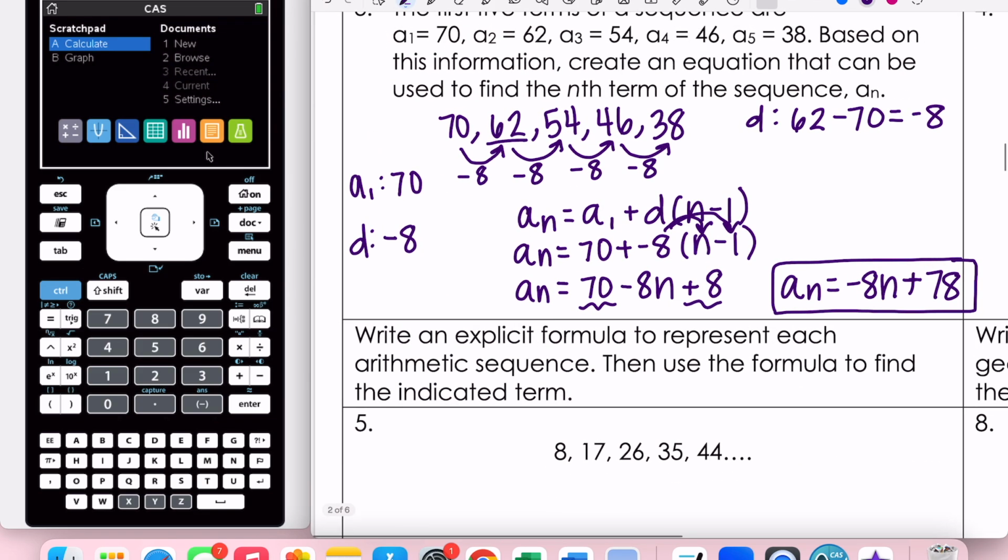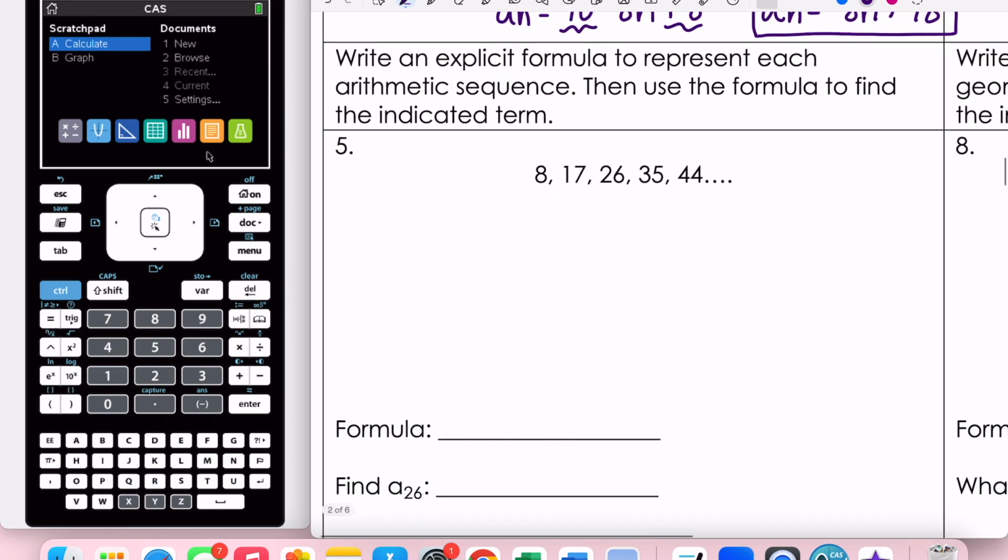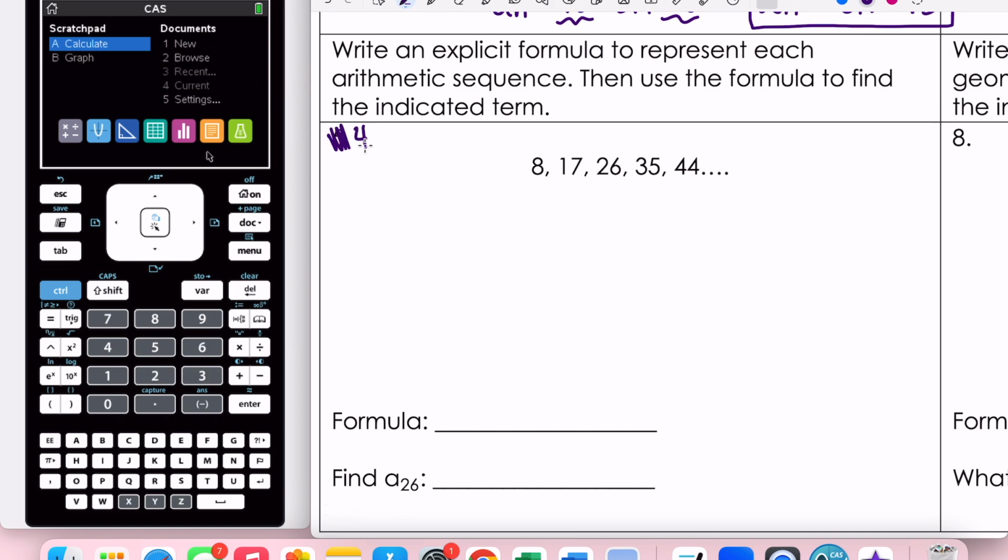Okay, looking at our next problem. Here it says number 5, but this is actually going to be number 4. So here it says write an explicit formula to represent the arithmetic sequence. Then use the formula to find the indicated term. So again, 2 things I have to find are my initial term and my common difference. So here the initial term is the first term in the sequence, which is 8.